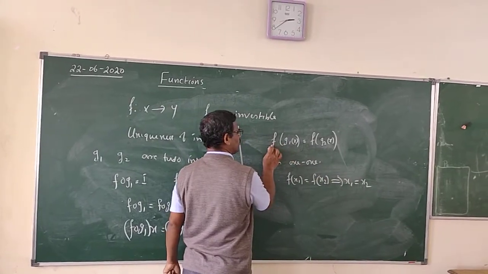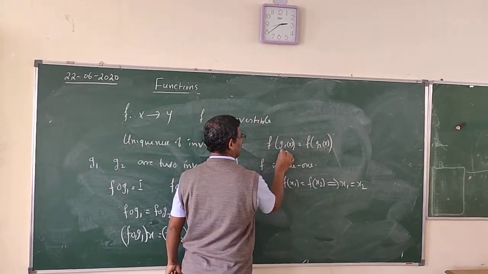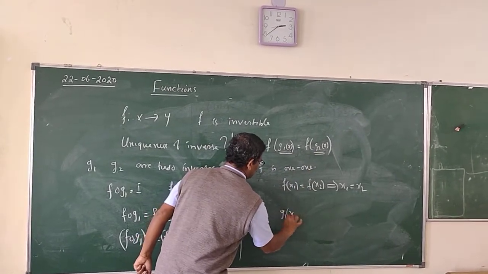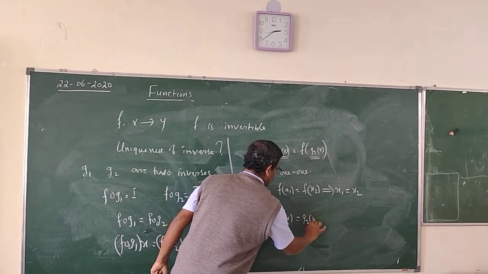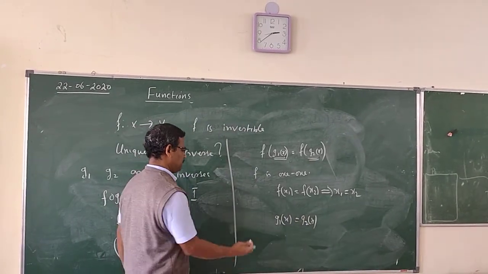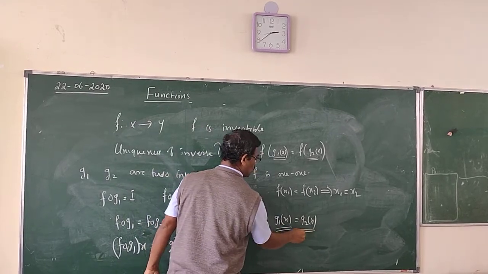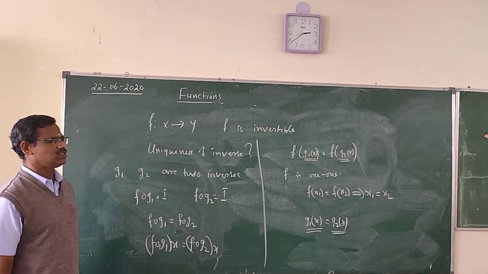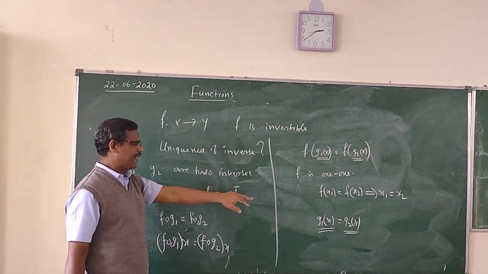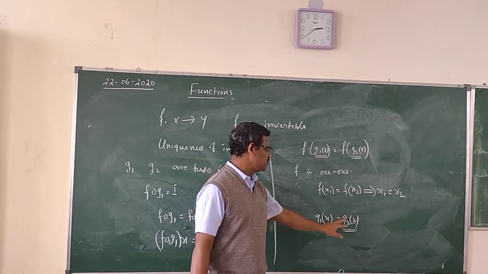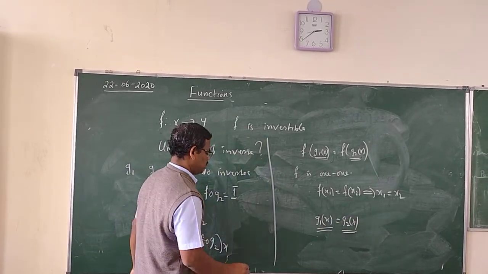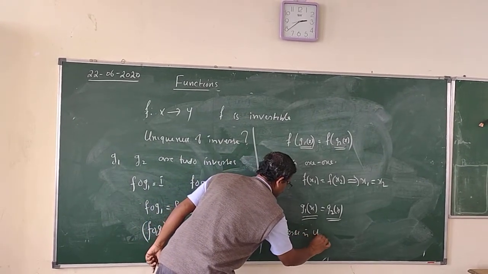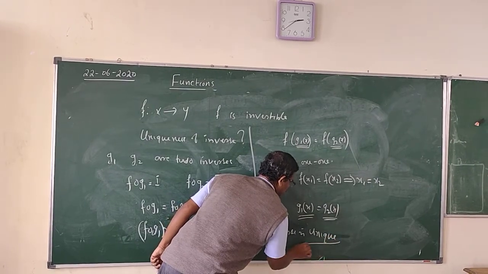So here F is a one-to-one function. This is equal to this, that means these two are equal because of the one-to-oneness. So G1(x) is equal to G2(x), which means the functions G1 and G2 are equal. We started with G1 and G2 as two inverses of F, and finally ended up saying that G1(x) is equal to G2(x). That means both are the same. It shows that the inverse is unique.